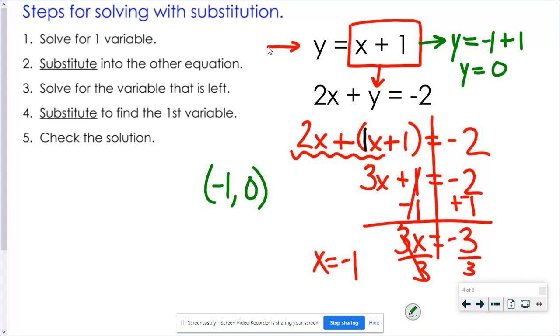Now, again, I really should check this in the other equation now. So if I had that x was -1, I would have 2 times a -1, so it's really -2. -2 plus 0, oh yeah, that is equal to -2. That worked in the first equation because that's how we found that variable, and it works in the second equation. That's the one point that works for both equations.